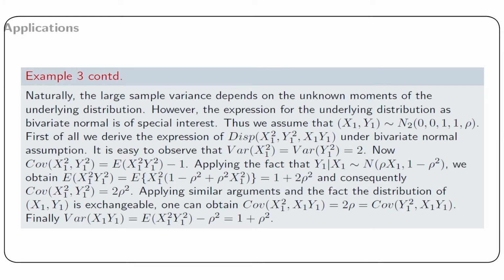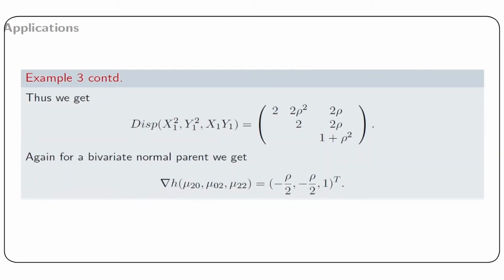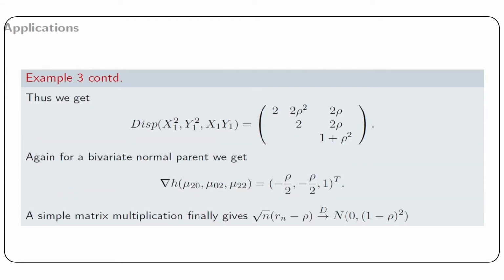Now applying similar arguments and the fact that x1 and y1 are exchangeable, that is, the distribution of x1 y1 and the distribution of y1 x1 are the same, we get the covariance between x1 square and x1 y1 as twice rho, which is also equal to the covariance between y1 square and x1 y1. And finally, looking at the fact that variance of x1 y1 equals expected value of x1 square multiplied by y1 square minus rho square, we find this as 1 plus rho square. Thus we finally get the dispersion matrix for the vector with elements x1 square, y1 square and x1 y1 as a 3 cross 3 matrix with elements 2, 2 rho square and 2 rho in the first row.